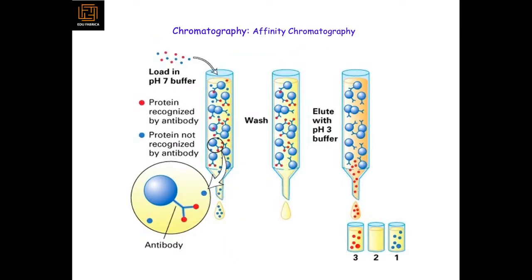Here we can see that we load our proteins, the red one and the blue one, and the column is filled with antibodies. The red proteins will be recognized by the antibody, the blue ones will not. Based on that, we wash away and elute with pH 3 buffer. First, everything blue will come out, then come your red ones.